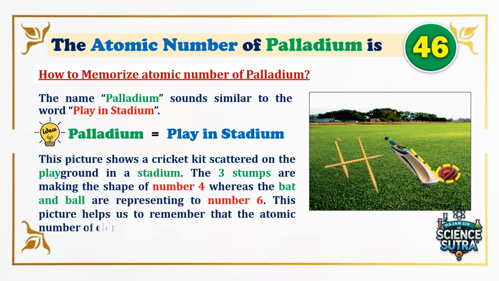This picture shows a cricket kit scattered on the playground in a stadium. Playground, stadium, play in stadium. The three stumps are making the shape of number 4. Friends, are you seeing? Focus on three stumps. They are making the shape of number 4. Whereas the bat and ball are representing number 6. So this picture helps us to remember that atomic number of element palladium is 46.